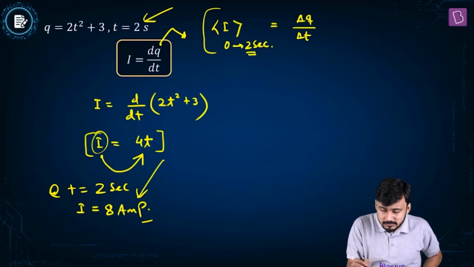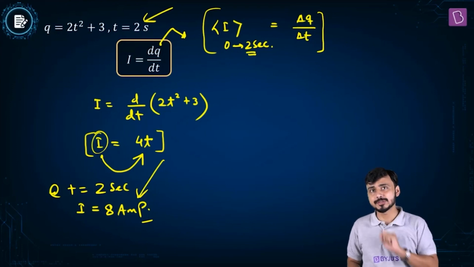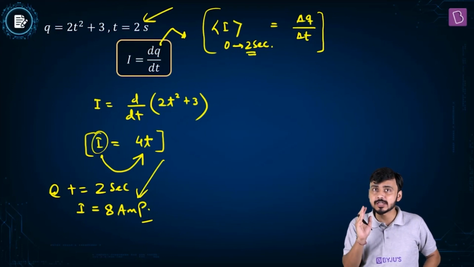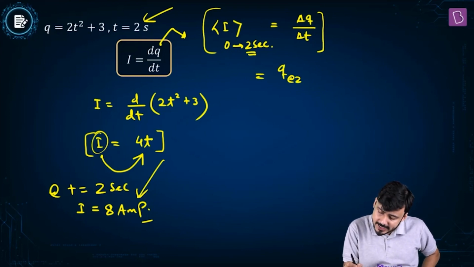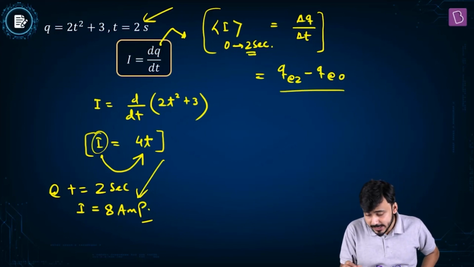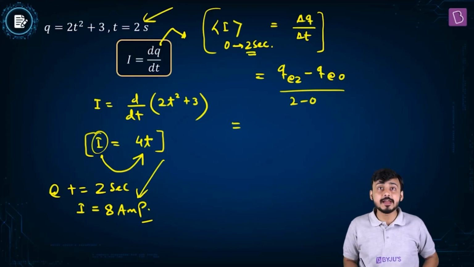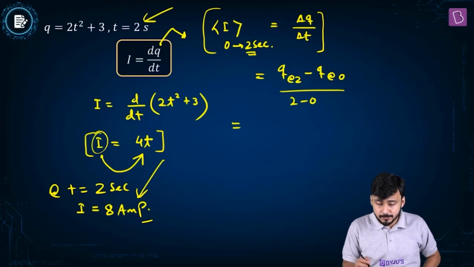But suppose you have been asked, what is the average current in between 0 to 2 seconds? So the average current means the total charge flown divided by the total time taken. So the total charge flown is Q at 2 seconds minus Q at 0 seconds, divided by delta T, which is 2 minus 0. Now Q at 2, if you put the value, comes out to be 8 plus 3, 11. 11 minus Q at 0.